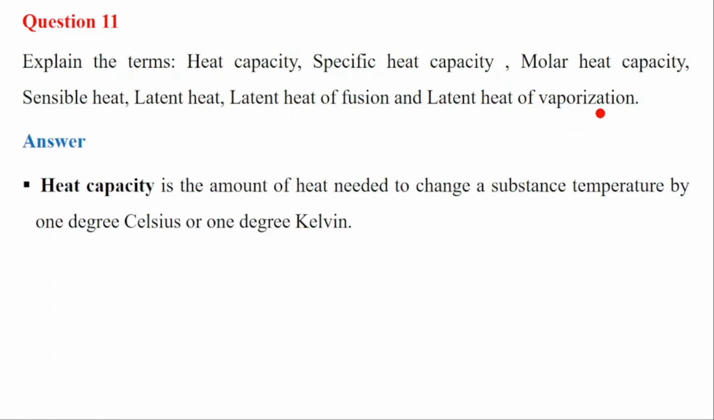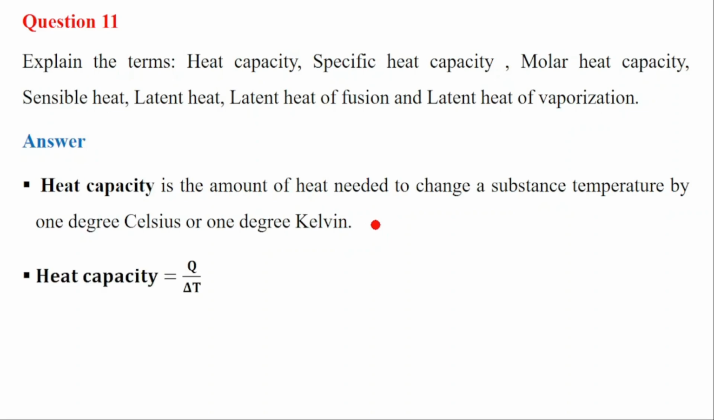The heat capacity is the amount of heat that is needed to change a substance's temperature by 1 degree Celsius or 1 degree Kelvin. So the heat capacity is the amount of heat that you need to change the temperature of a substance by 1 degree Celsius or 1 degree Kelvin.